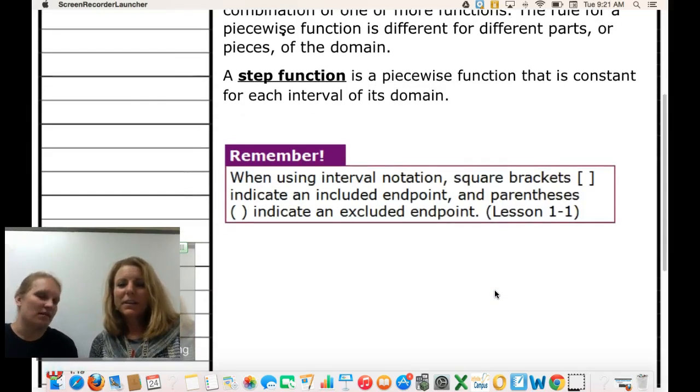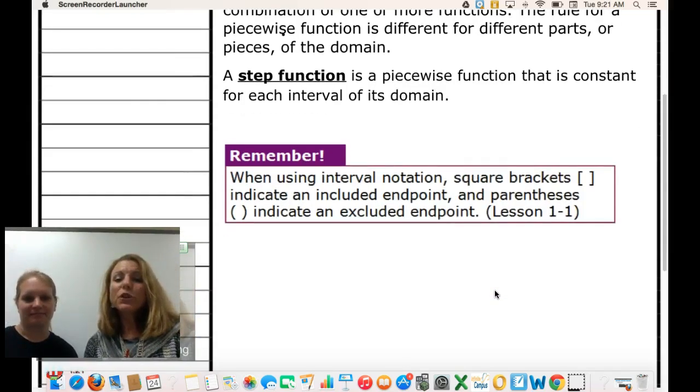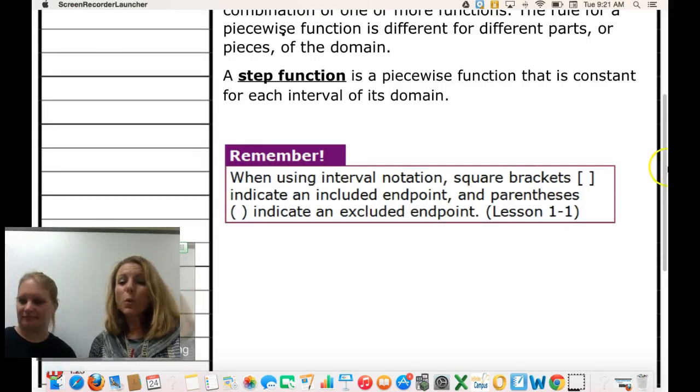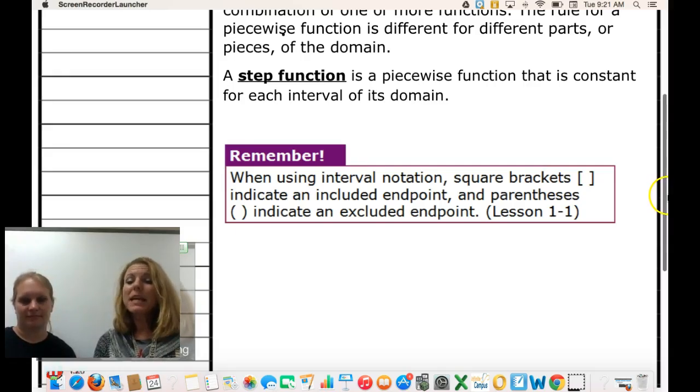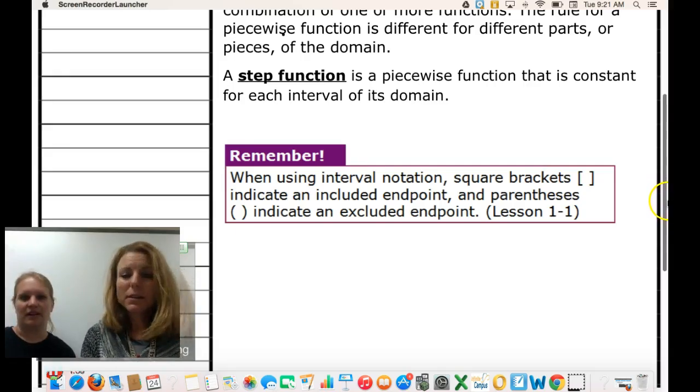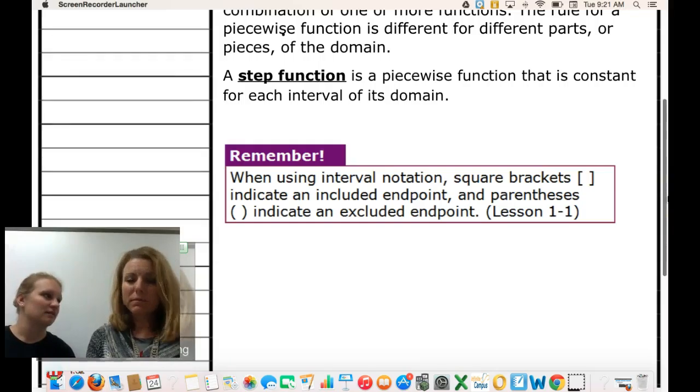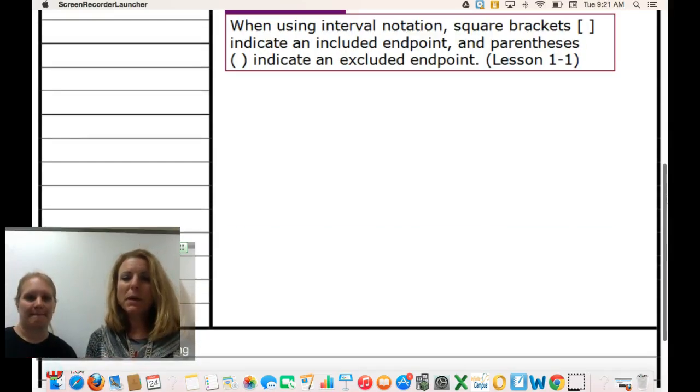Constant, just the same number always. When using interval notation, the square brackets, remember, mean includes the endpoint, and parentheses mean excludes the endpoint. So a less than or equals is brackets, because it includes it. Correct. Got it. Next page.